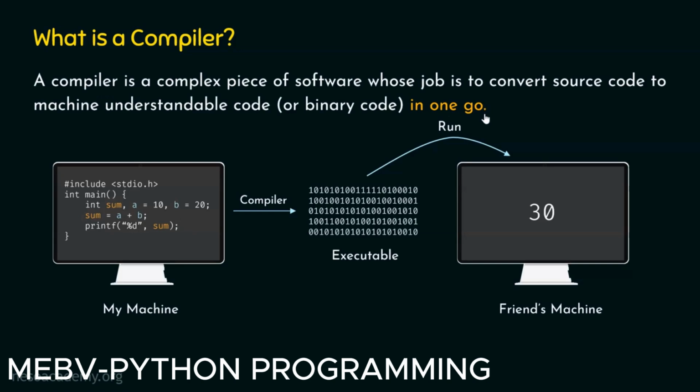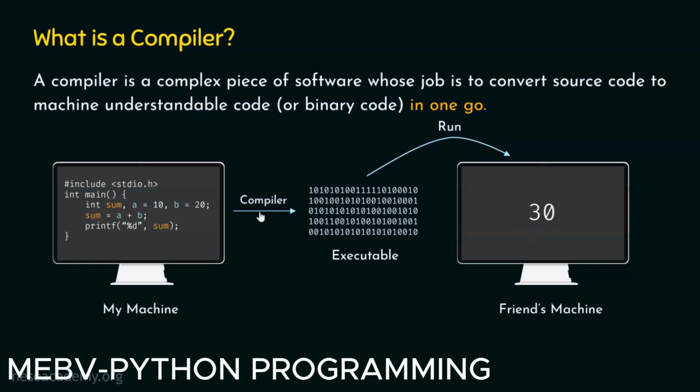example. Recall that we have assumed that this is my machine and this is my friend's machine. In my machine, I have written this code in C programming language and I have provided this code to compiler. Compiler in return has generated an executable which we can run on any machine. Because this is a machine understandable code, I can provide this code to my friend and my friend is able to run this code. Eventually he will see this output 30. This is what we have seen in the last presentation.